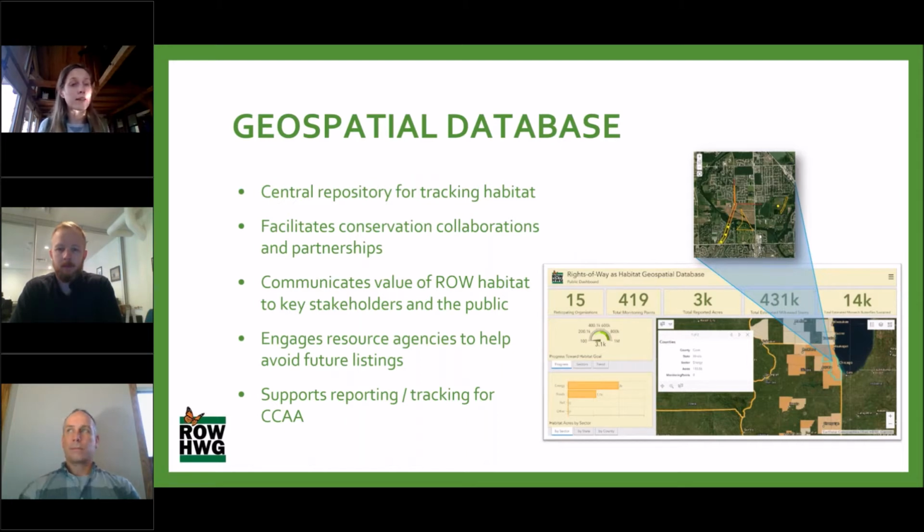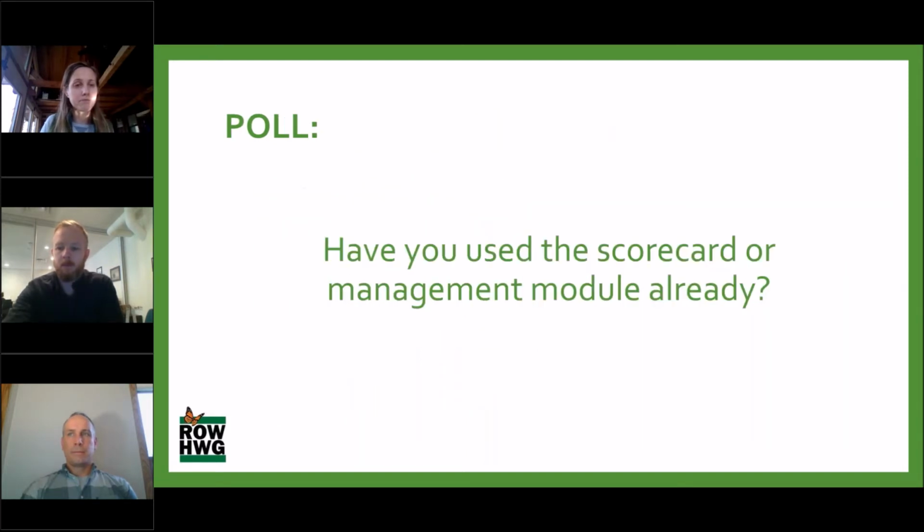Also, very importantly, it helps us gather more aggregate data on the quality of habitat and the availability of that habitat across the energy and transportation landscape, which is really informative for engaging with resource agencies at a state or federal level, or other key stakeholders, or even the public, to continue to convey the conservation value that these energy and transportation landscapes provide. The database also provides a mechanism to support tracking and reporting for the Monarch CCAA as well. So that's another benefit of participating.